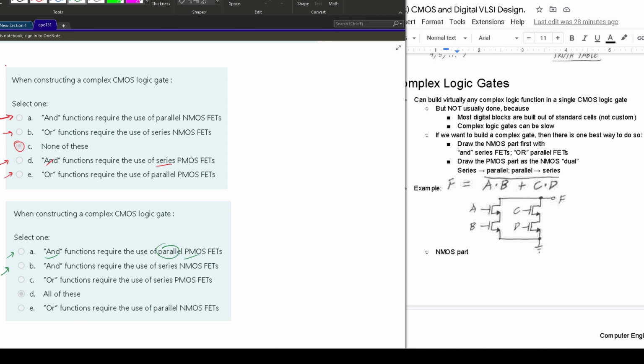And we can see that it's in parallel. And when we look at an AND function for our NMOS, it should be in series, which it is. And we can check these, and these C and E are also correct. So it's going to be all of these. That's how we would look at and solve this problem with the notes.